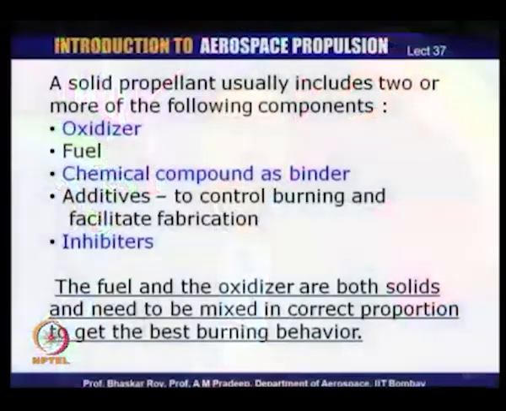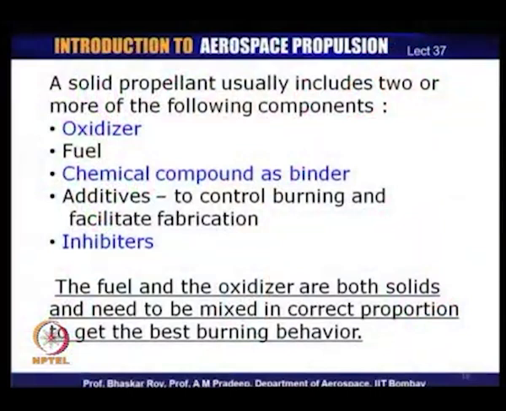Now, the solid propellant, as we mentioned, would have an oxidizer. It has to have a fuel, but it also needs a chemical compound which binds them together. So, it is a mixture, but it needs to have a chemical compound which will bind the fuel and the oxidizer together. It also often has a number of additives, which contribute to the control of the burning process and facilitate the fabrication process.